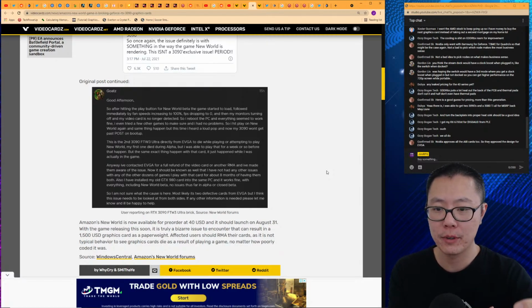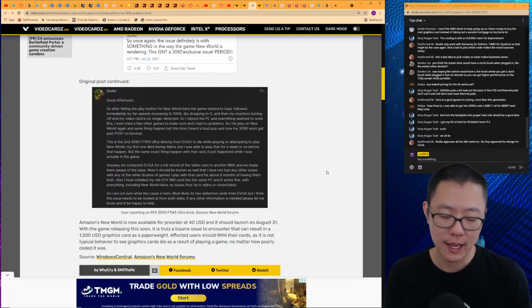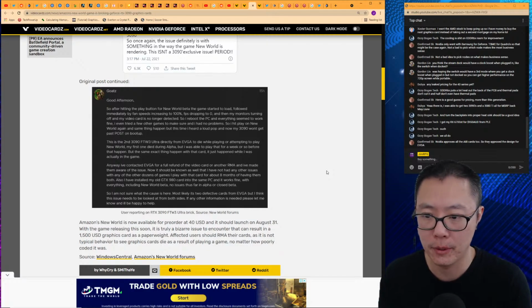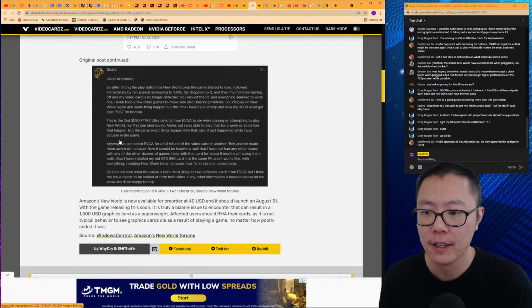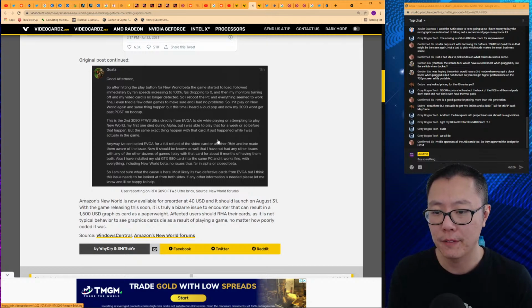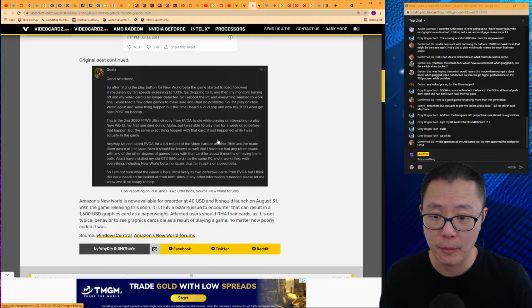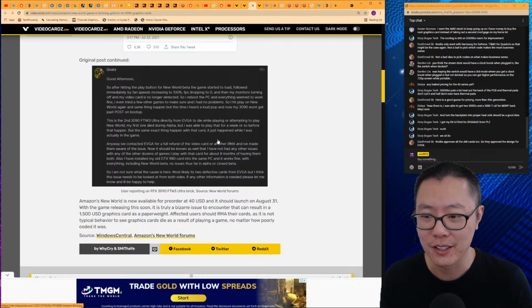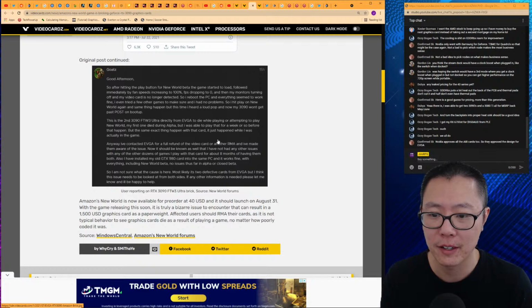So the overcurrent protection died between the first part and the second part. So now there's no longer overcurrent protection there, and now it's able to, I guess, hurt other components on that second time. "This is the second 3090 FTW3 Ultra directly from EVGA to die while playing or attempting to play New World. My first one died during alpha, but I was able to play that for a week or so before that happened."